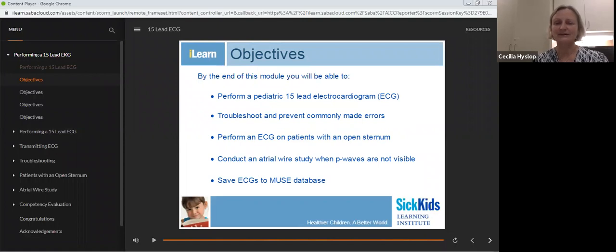Now, whether or not you actually do those activities is dependent upon the scope of your practice, because as you know in the course, we have many different interprofessional experts. It also depends on the rules and regulations in your organization, even if it is within your scope of practice. So today it will be an informative session on when you would do a 15 lead, how you would do a 15 lead, and preventing some of those commonly made errors.